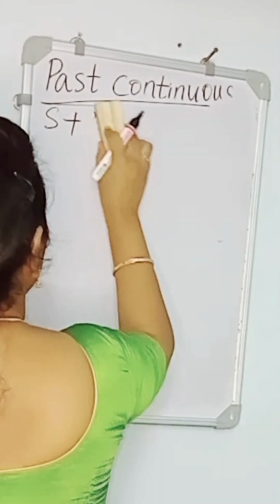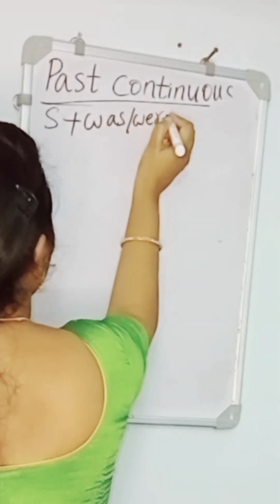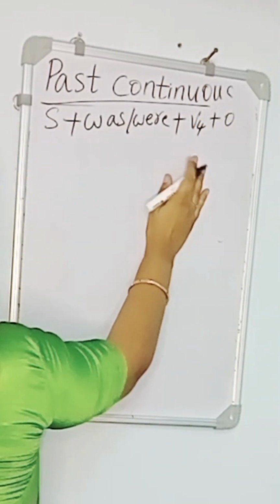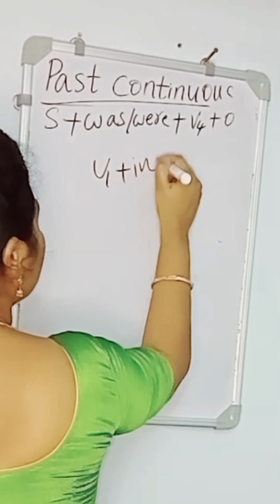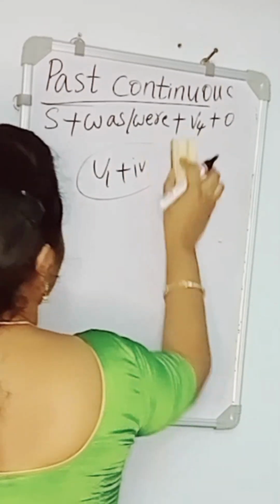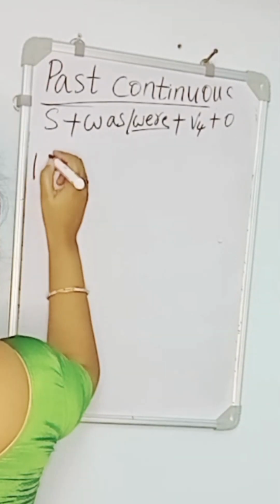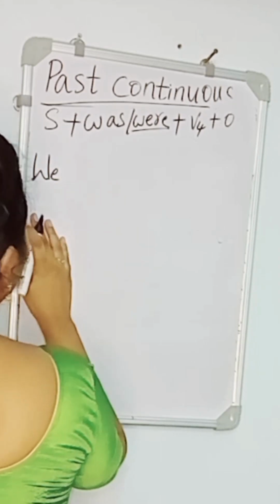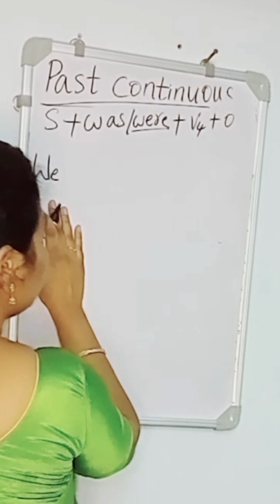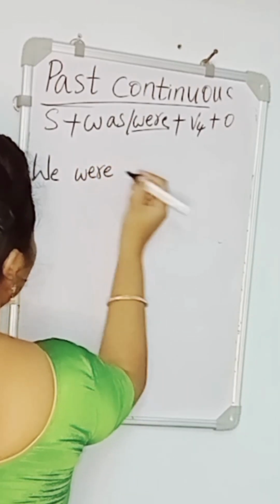Subject plus was or were plus V4 plus object. You know V4, yes or no? V1 plus ing is V4. Yes or no? Okay. So now let's use we. Subject is we. And we have to use was or were for we. Were we have to use, because that is a plural.